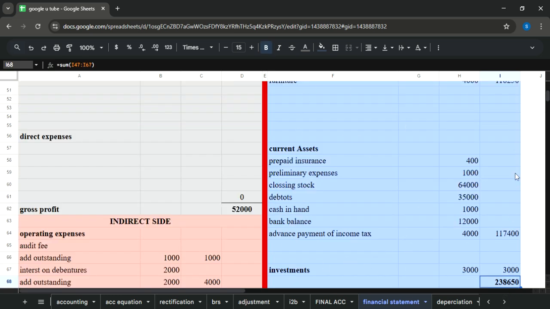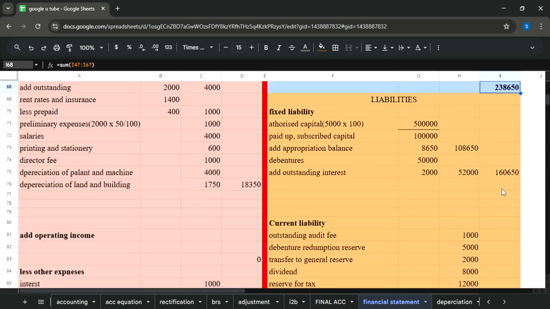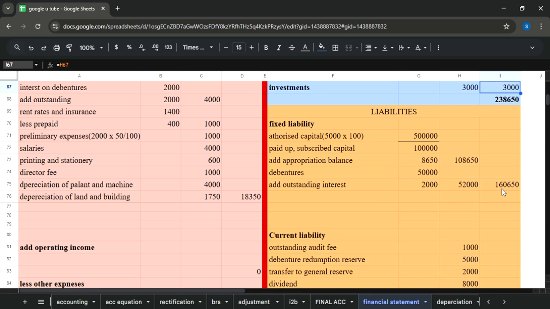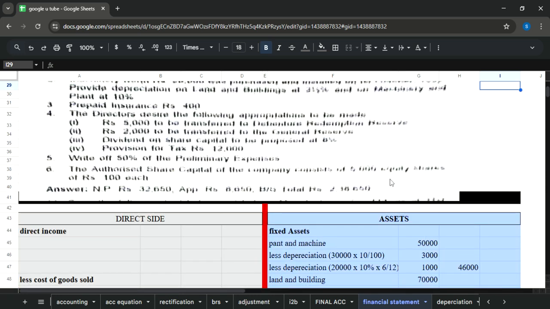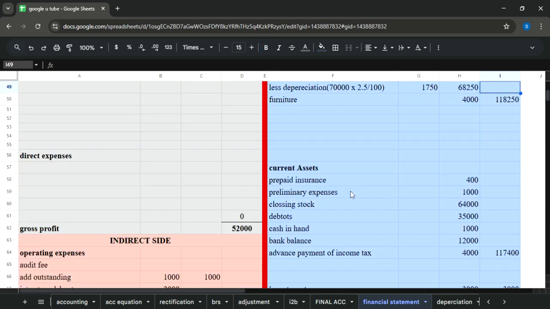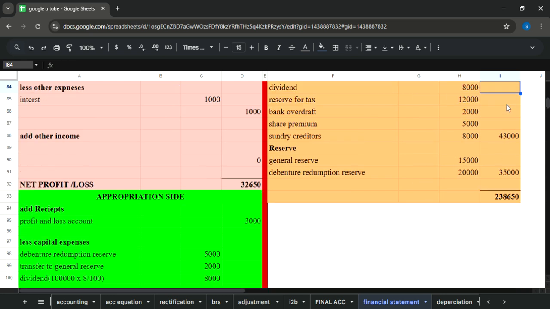And sum of these three elements we have got 238650, while our liability side was also 238650, which is intimating that our balance sheet is equal. Although it is little blurry, this is 238650. If it is blurry, we can see that our balance sheet total of asset, balance sheet total of liability is absolutely equal and amount is 238650.